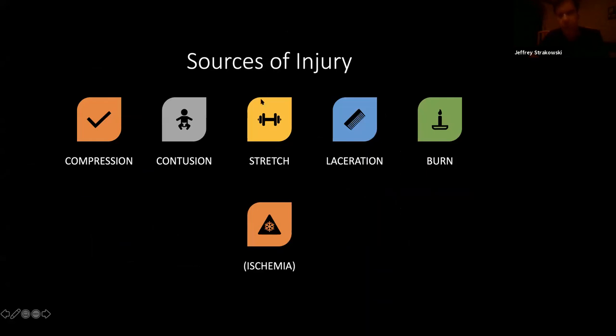Okay, so some sources of injury and trauma can be from a compression, contusion, a stretch injury, a laceration, burn, or even ischemia. Ischemia can happen secondarily to any of these things. So these are all things that we have to not only pay attention to what the nerve looks like, but, you know, get a great history of what happened and even have a consideration of the surrounding tissue.